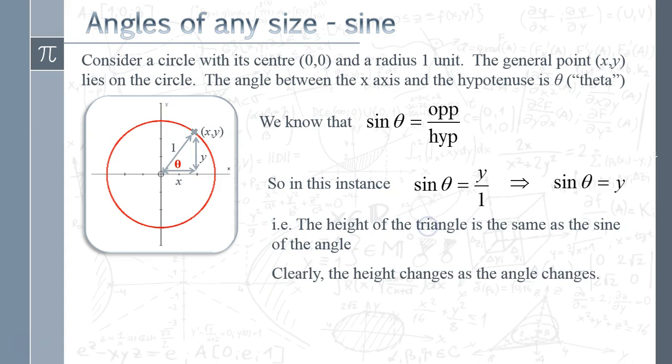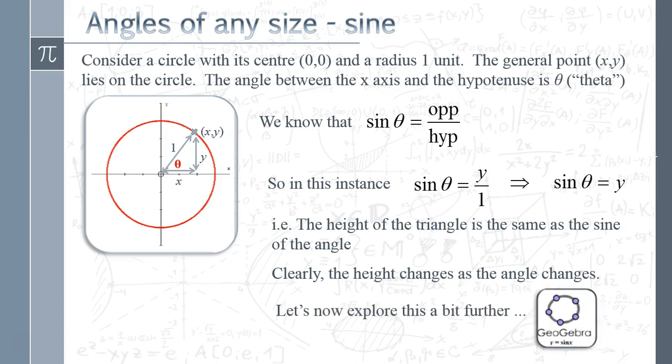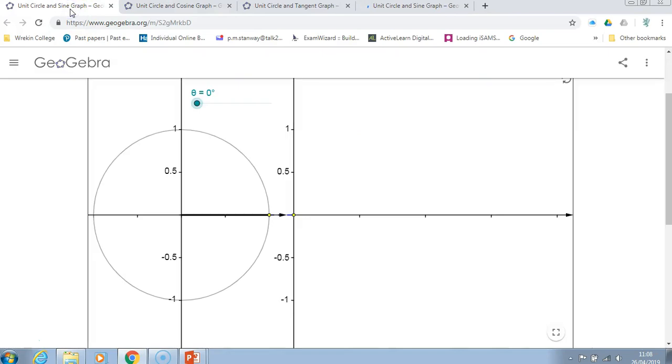And what that means is obviously if I adjust the size of the angle, if I make the angle bigger, then y is going to get bigger, so the sine gets bigger. Likewise, if I make the angle smaller, y gets smaller, so the sine of the angle is smaller. But we just need to have a little think about that a little bit further. So I'm going to jump out to this next one. Here we go.